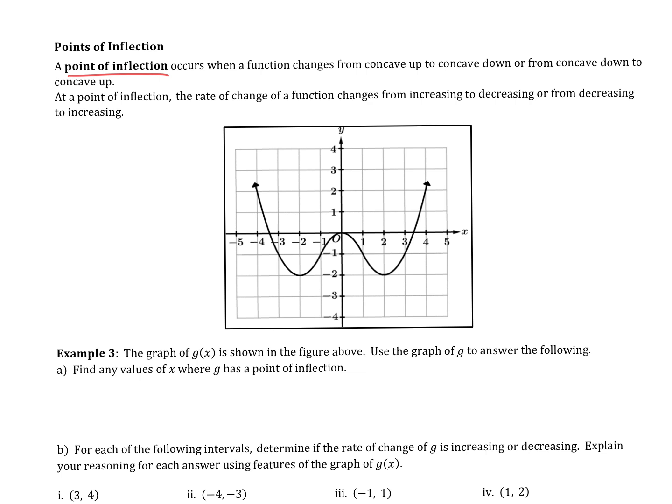All right. So let's look at this example. We need to find any values of x where g has a point of inflection. Well, does g change concavity on this function? Yes. Where? Not -2. Not there. But what? At x equals -1. And where else? x equals 1. Those are where my points of inflection are. Because right here, I'm concave what?